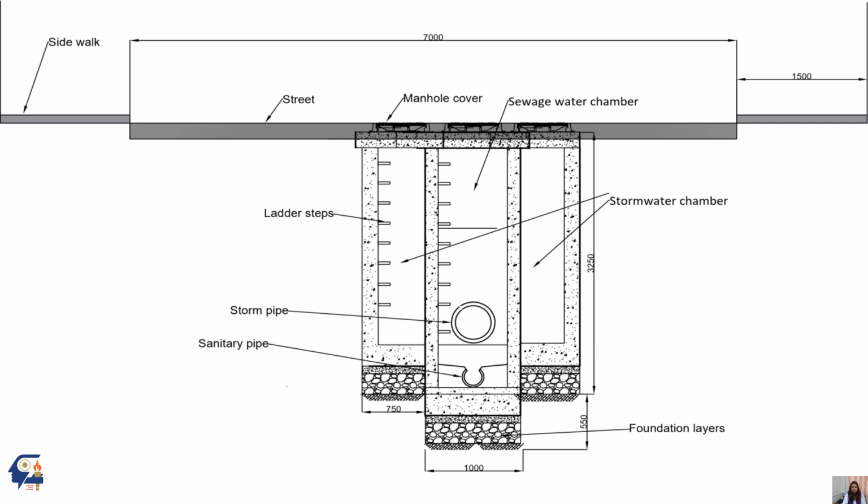As you can see over here, we have a street, then below the street we are placing the manhole cover, and then we are constructing based on different types of ladder types. These have their own specific dimensions which we are going to study in the following class. So as you can see, this is a separate sewer.